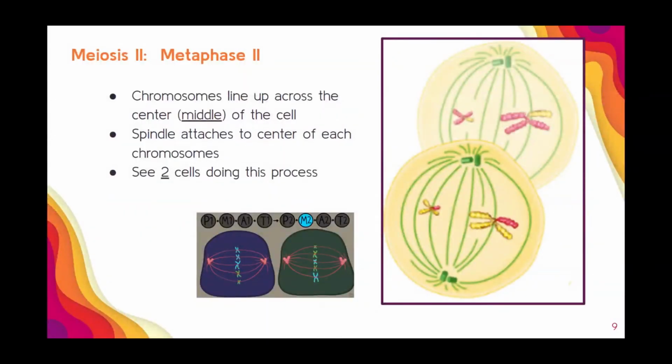Metaphase 2, same thing. Again, chromosomes line up in the middle. It's really what we need to know. Spindle attaches to the center of the chromosomes. That happens in all metaphases. But the main thing is we have chromosomes lining up in the middle, and we see 2 cells doing this process. And you'll notice I'm no longer using the words homologous chromosomes or tetrads.